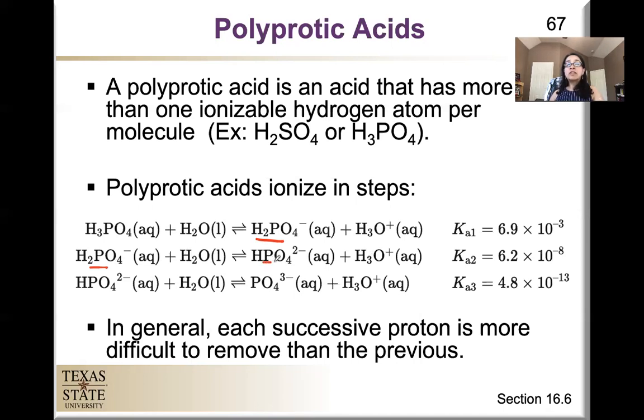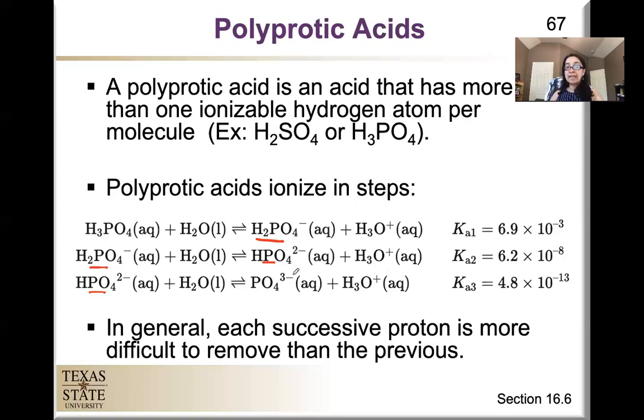Finally, for my third dissociation step, I'm going to take the product of the second dissociation, and I'm going to write it here. And then that HPO4 2 minus is going to donate the third proton in order to become phosphate ion, PO4 3 minus. That proton gets associated with water in order to form the third hydronium ion.